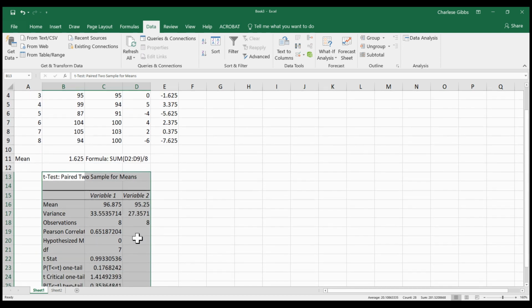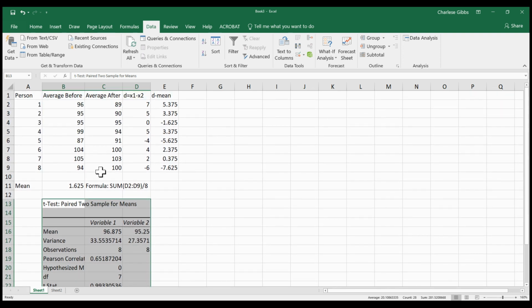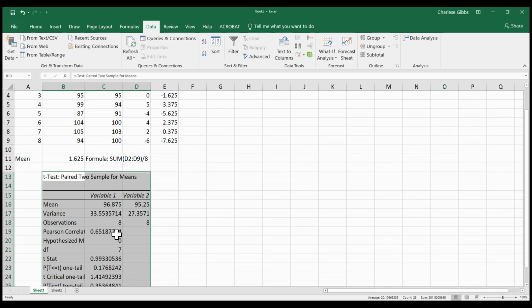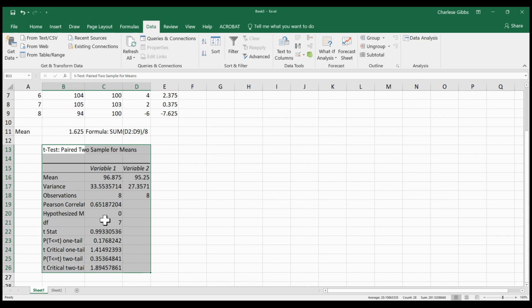So notice with your mean, it doesn't give you the mean for both data sets. That's why, don't rely on this mean, because it takes the mean of each of those. But I do see my DF of 7. I do see my T-stat. And then I do see my p-value for one tail here as well. So you have your T-stat and your p-value for one tail.